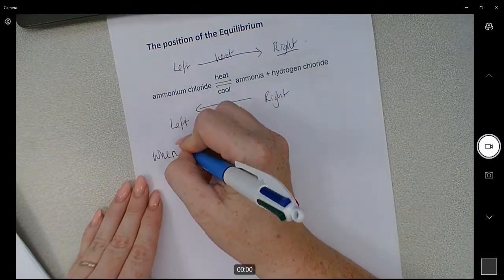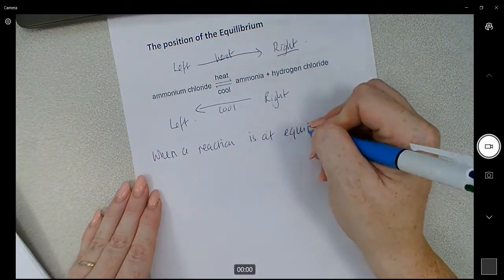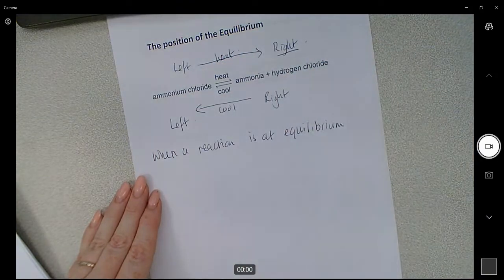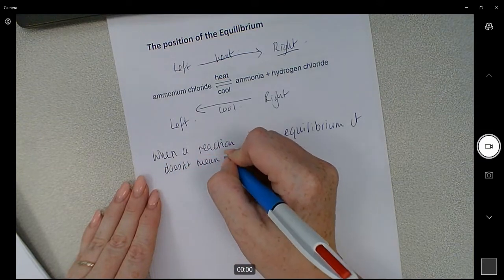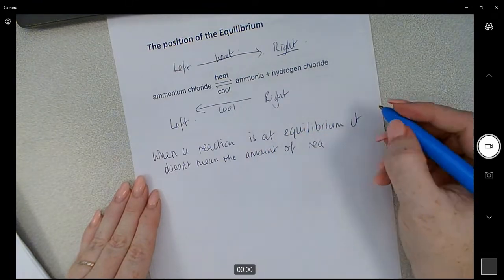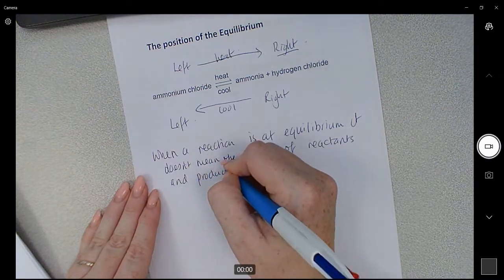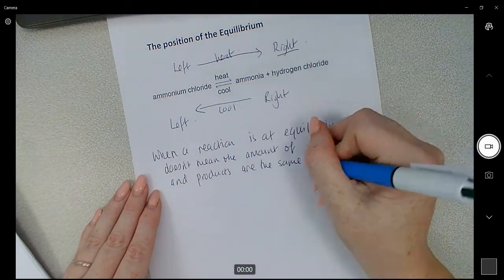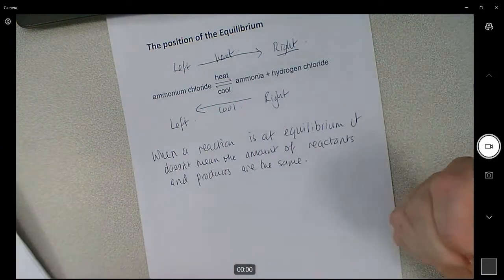So when our reaction is at equilibrium, we're not saying that we have the same amount of reactants to products. So it doesn't mean the amounts of reactants and products are the same. And that's important to point this out, okay? Because depending on the conditions, I am going to shift my equilibrium either to the right or to the left.